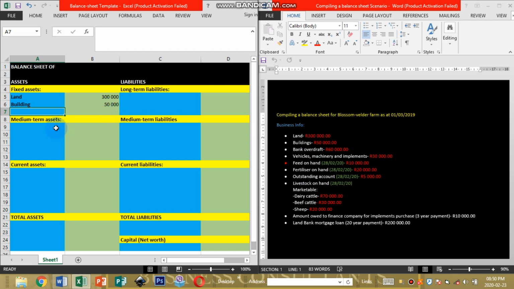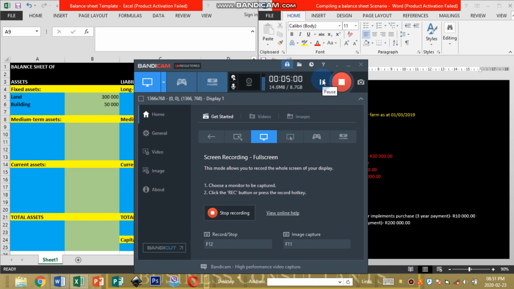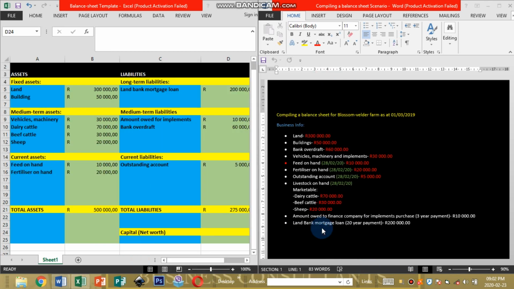Then we're going to quickly go to medium-term assets. I'm just going to pause, insert all the details here, then explain how I did that, so you will get the answer on how I did all that. Let's do that quickly in order to not waste time. And so we are back. I've already inserted our data here: our fixed assets, medium-term assets, current assets, long-term liabilities, medium-term liabilities, current liabilities. Now our balance sheet is all filled up.